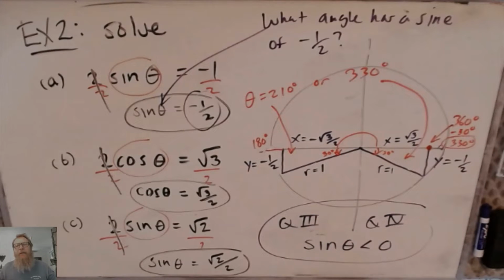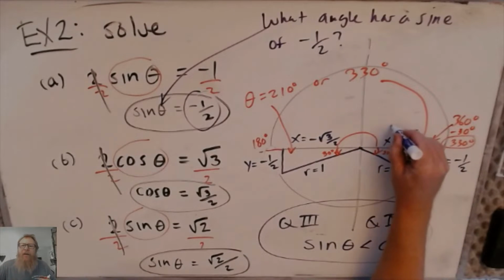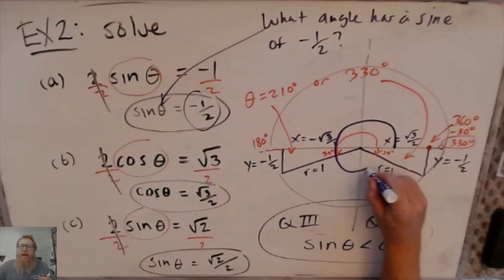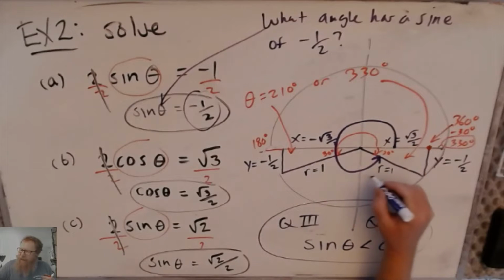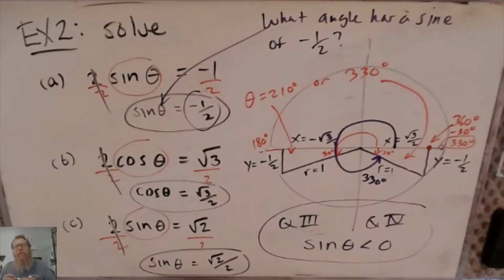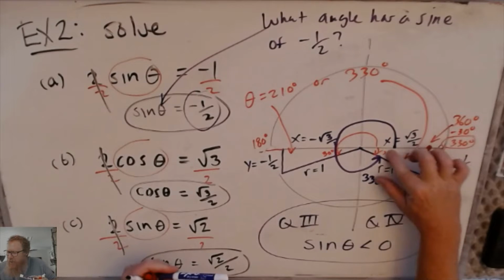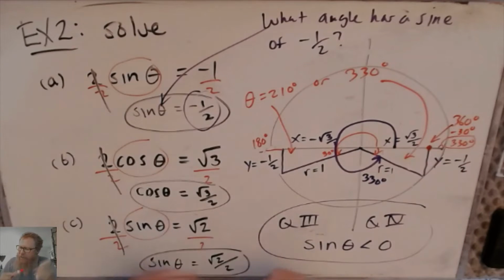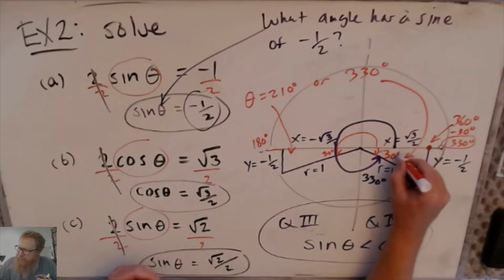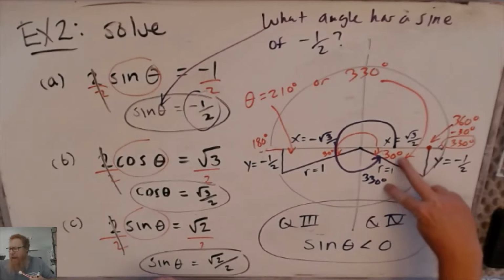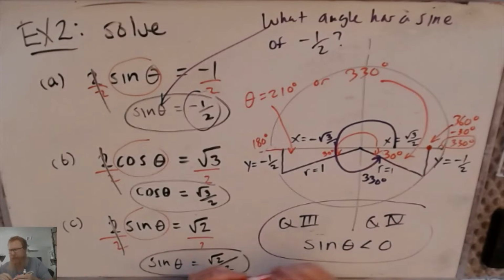Okay. Now, technically, when I say 330 degrees, what do I really mean? I mean starting here and going all the way around to here. That is 330 degrees. It's 30 degrees shy or 30 degrees away from a full rotation. If you add these together, you should get 360.